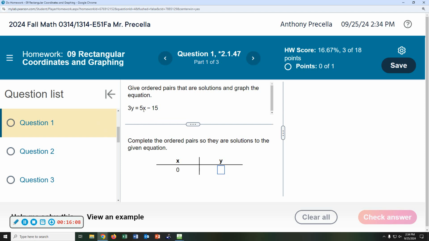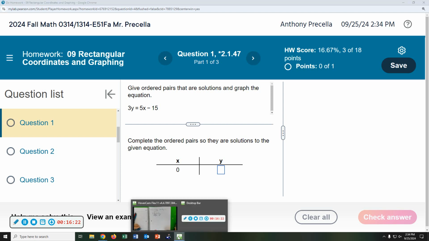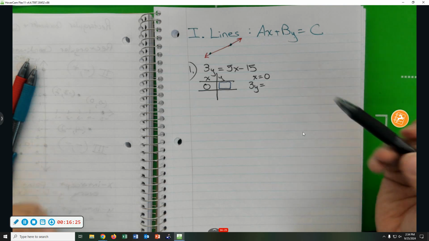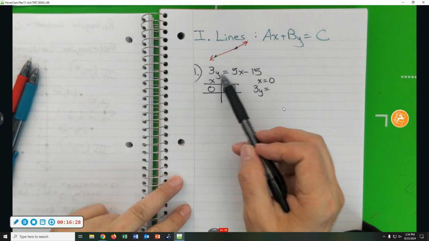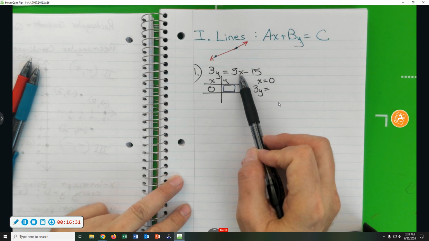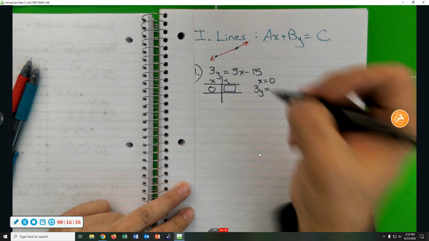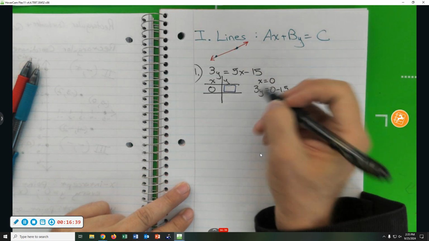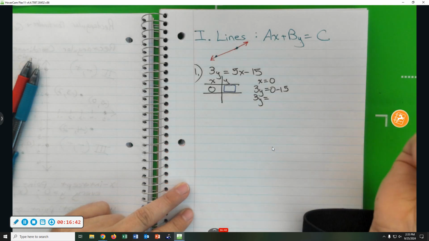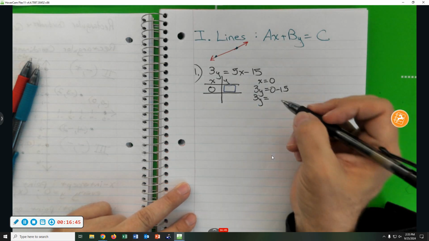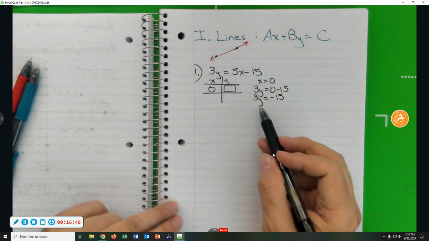So the first thing to figure out that number there, we're going to plug in 0 for x. So we have x equals 0, and 3y equals 5 times 0. What's 5 times 0? We can do that in our head. 0. So you have 0 minus 15. What's 0 minus 15? Negative 15.